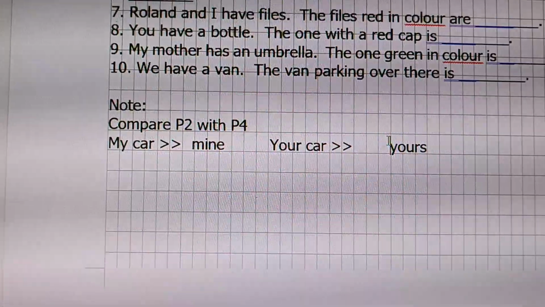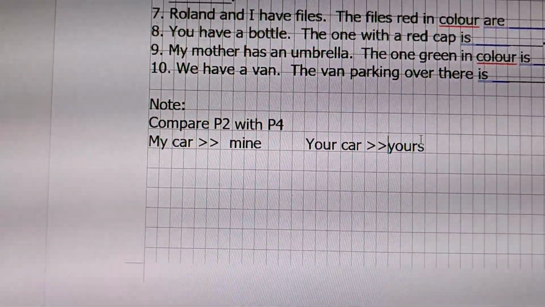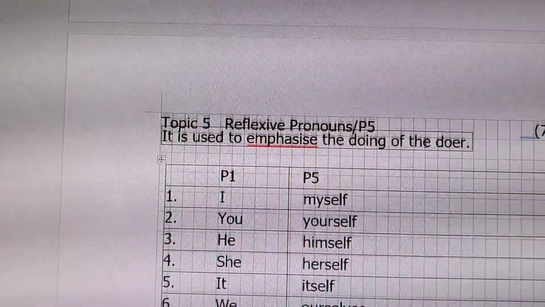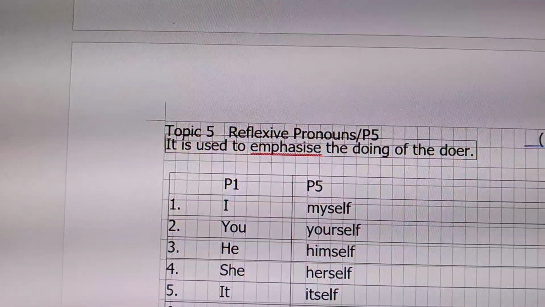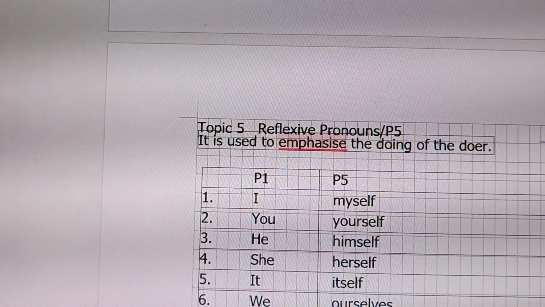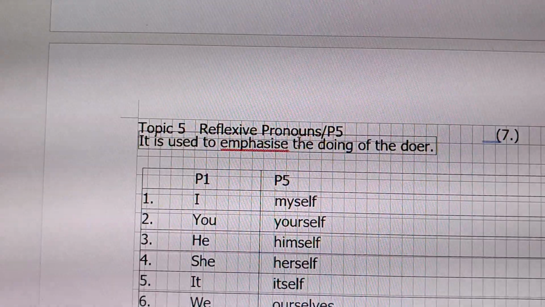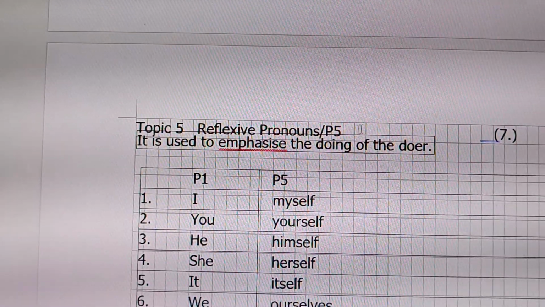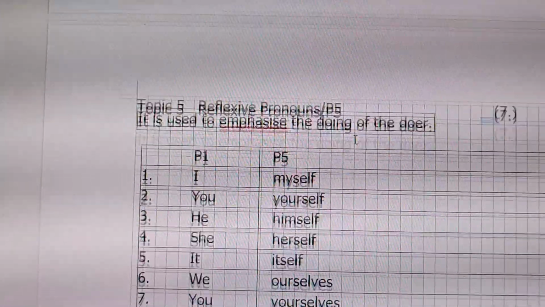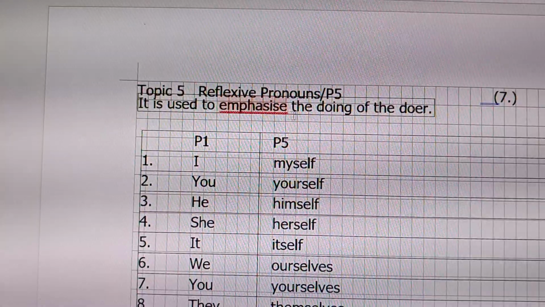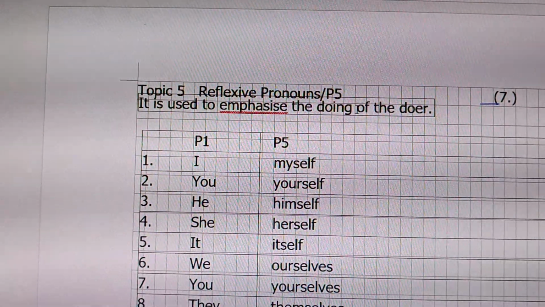So now let's go to topic 5, reflexive pronouns. Here I have problems. I don't know how to adjust it, and I can't even delete it. So reflexive pronouns P5. It is used to emphasize the doing of the doer.